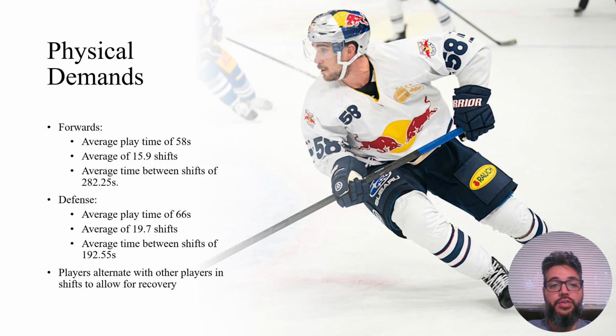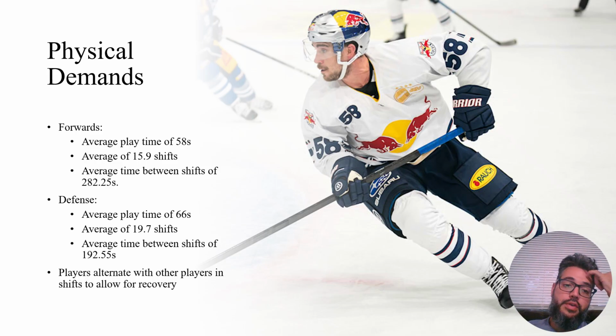So average of the shifts for the forwards is around 15.9, almost 16 shifts overall. And then for defense, average around 20 shifts. So the defense does tend to play a little longer, but they tend to have a little more actual shifts. And then the average time between the shifts for the forwards is 282.25 seconds, while the defense is 192. So forwards tend to play a little less and they shift less often, but then the times between the shifts is a lot longer compared to defense.